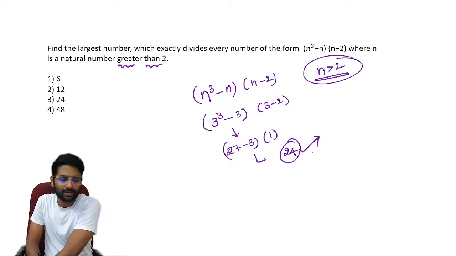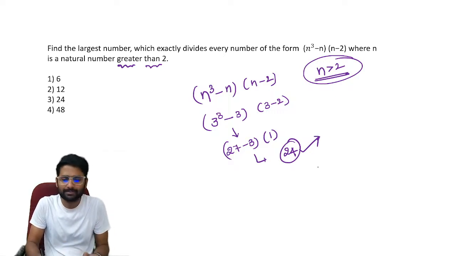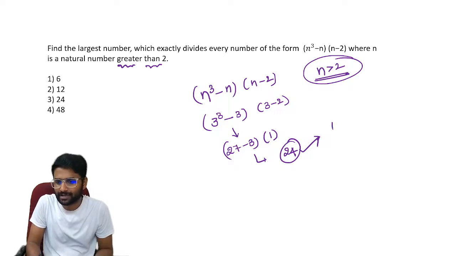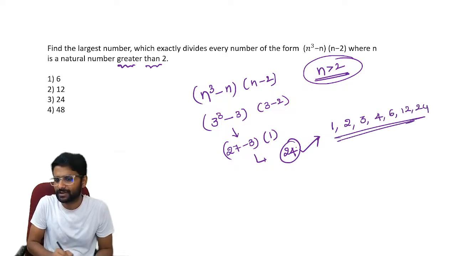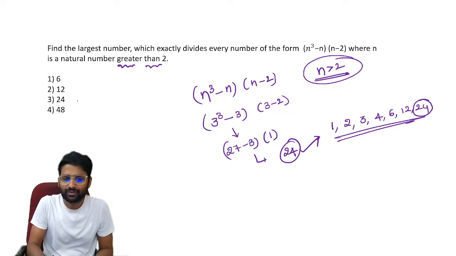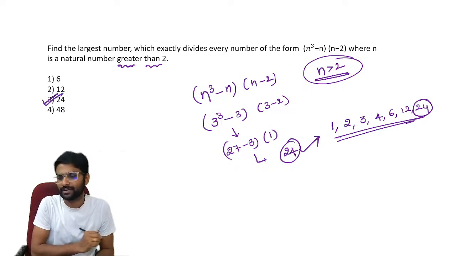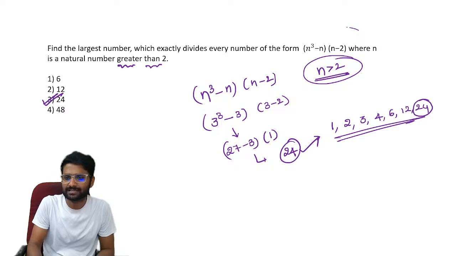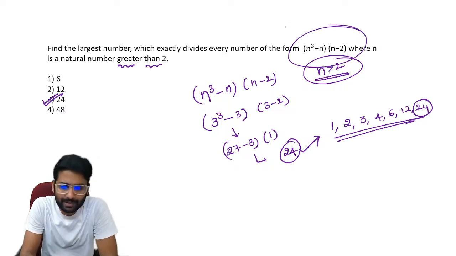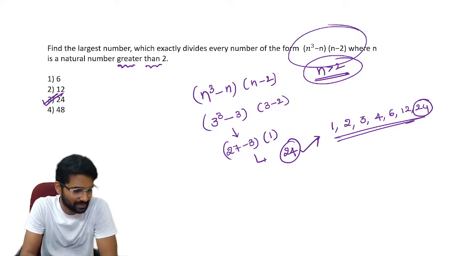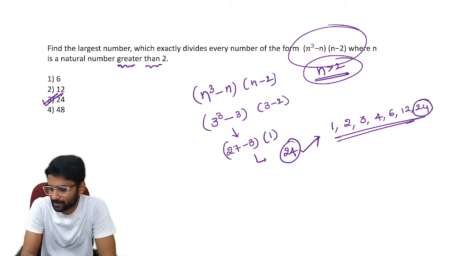And you already know the factors of 24. If any number is divisible by 24, definitely it is also divisible by 1, 2, 3, 4, 6, 12, and 24. These are the factors of 24. Out of all the numbers, we have to identify the largest one. That's why the largest number is 24. 24 is the largest number which exactly divides n cube minus n into n minus 2. It's a pure substitution.